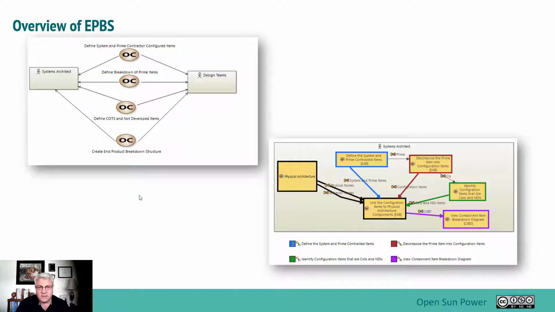Then we define a breakdown of those prime items. By a breakdown, it means breaking them up into the parts that basically build those items. So now we're going to a very physical phase of the system where we're actually thinking almost about how to assemble and build the product. Next, we define the COTS, which means commercial off-the-shelf items, and the not developed items. In some cases, you may not have to develop anything. You may just be able to go buy it, in other words, from someone. And then finally, the last part is we create the end product breakdown structure from basically defining all these things.